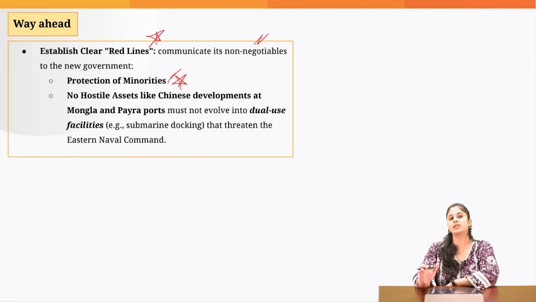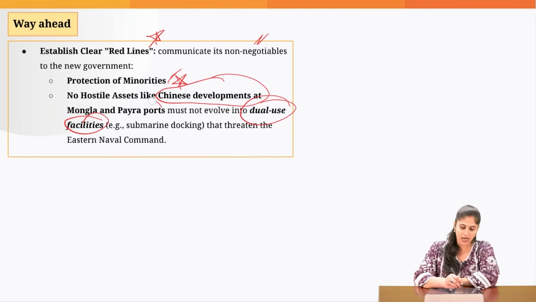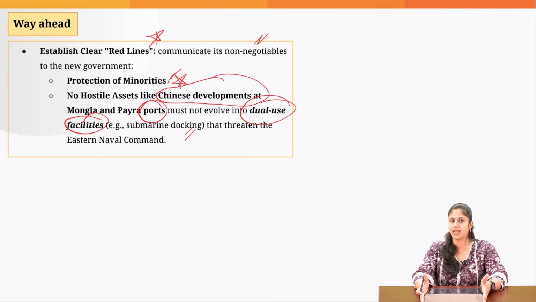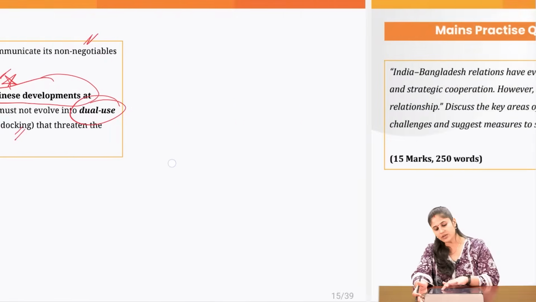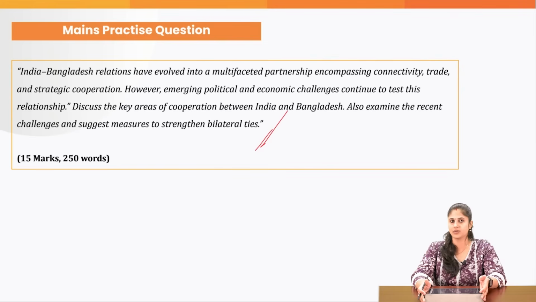And a similar thing should be clearly communicated to Bangladesh when it comes to Chinese development. So there should not be any dual-use facility, where you allow a port to be used for military purposes by China, because that goes clearly against India's security interest. So this is also a non-negotiable thing for us that should be clearly communicated. And at the end of the day, you need to strengthen the diplomatic ties as well as people-to-people ties. Now, based on the discussion that we have had, I know that you will be fairly able to deal with this particular mains question.